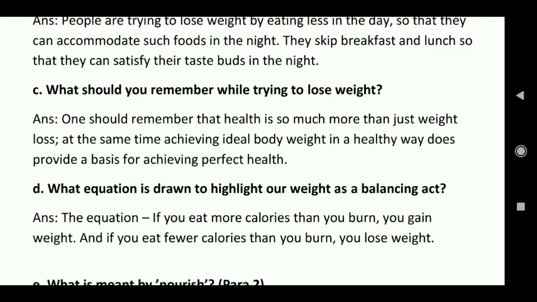What should you remember while trying to lose weight? One should remember that health is so much more than just weight loss. At the same time, achieving ideal body weight in a healthy way does provide a basis for achieving perfect health. Okay, you can just look at the screen and write down the answer with its question to your notebook.